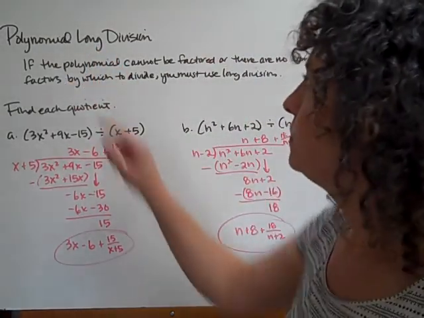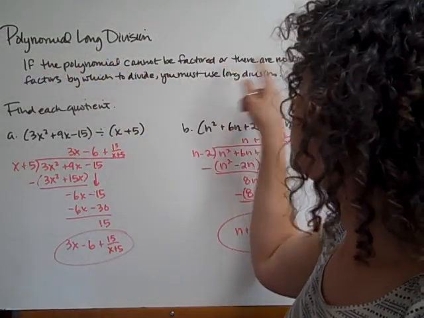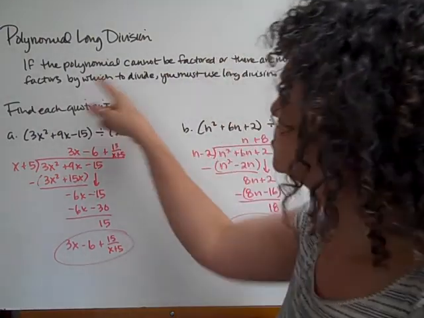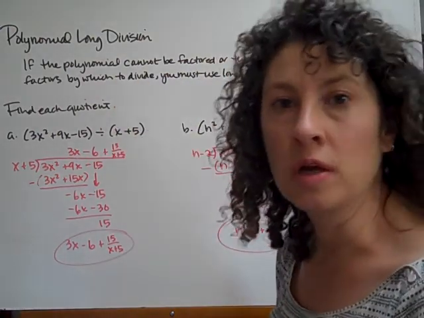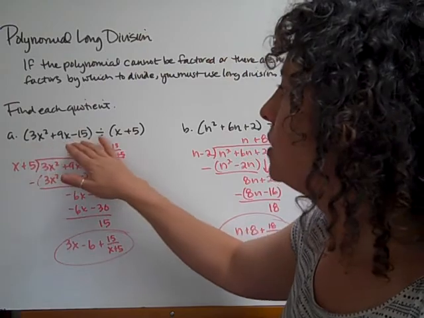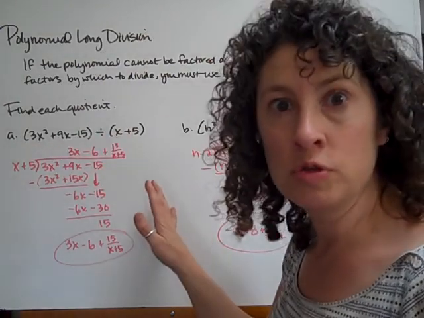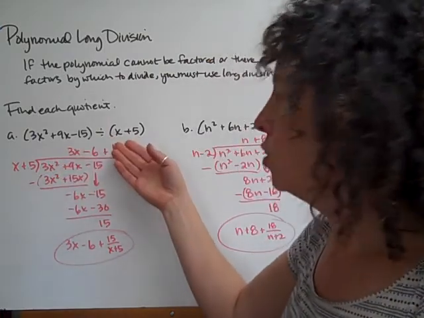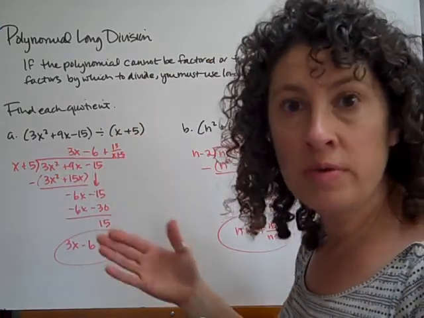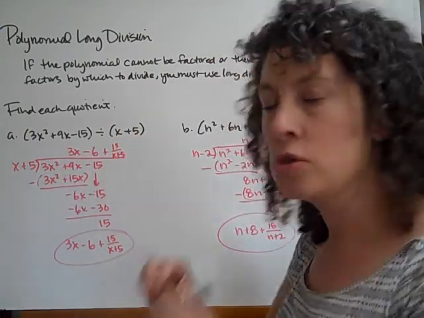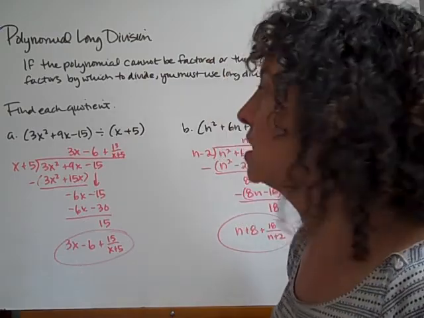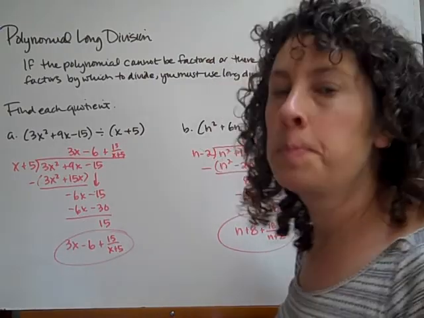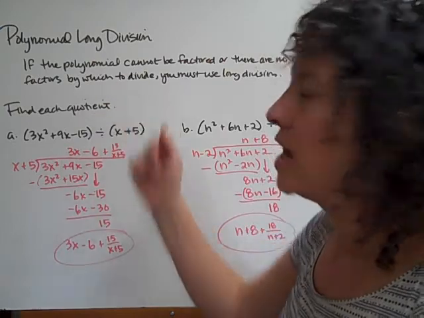Polynomial long division. If the polynomial cannot be factored or there are no common factors by which to divide, you must use long division. So we've looked at taking a polynomial and dividing it by a monomial, straightforward. We've looked at a polynomial that can be factored over a binomial, and we have common factors there so we can simplify things out, which those have both worked out relatively pleasantly. Well, what if that doesn't work? We can still divide. We're just going to have to use long division.